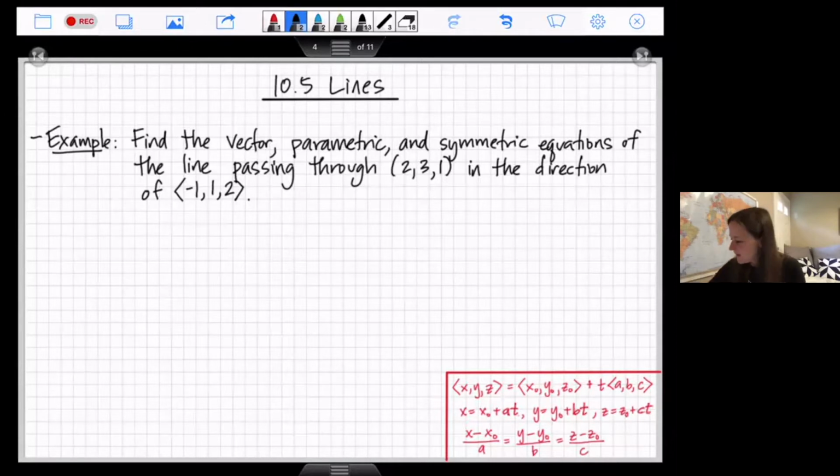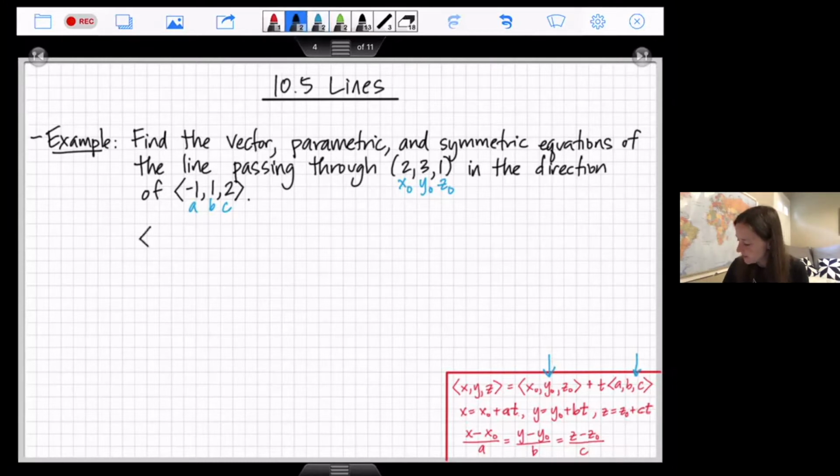Okay, so they have given us the point 2, 3, 1. That's going to be the P. That's your x naught, y naught, z naught that's going in right there in your vector equation down there. And then the vector is your direction vector. That's your ABC. That's going to go right there. Okay, so the vector form of the equation of a line with the point and the direction is very plug and chug.